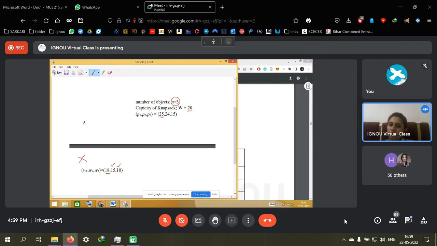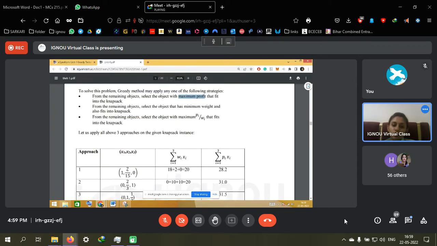So the maximum profit is 25, so we take the first one, that is 18 kg. Now the next maximum profit is 24, so I will take 2 parts from 15. So that's why here is 2 divided by 15. Now my knapsack is full, that is 20. So I will not take the third object. So that's why 0 here. Any doubt?